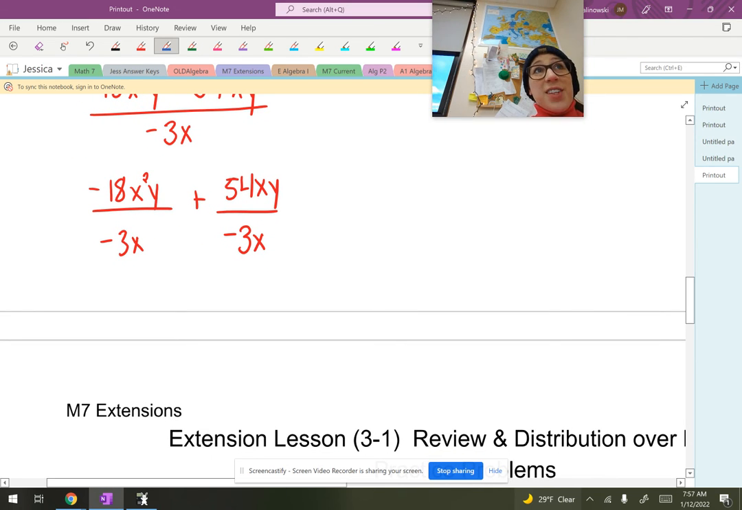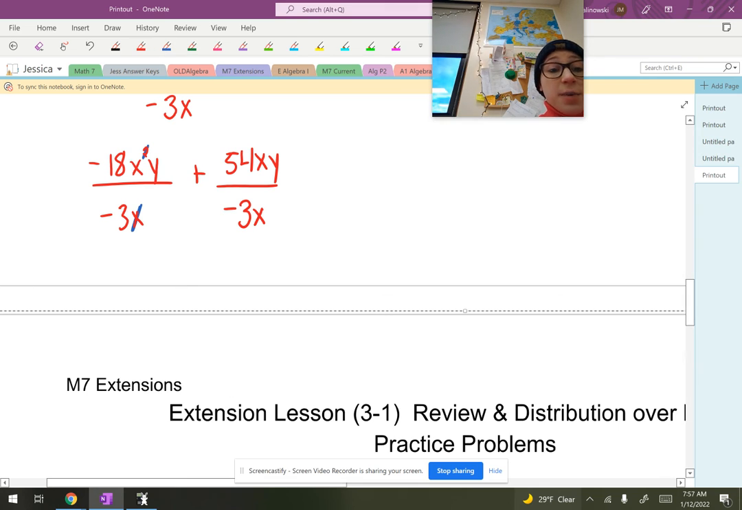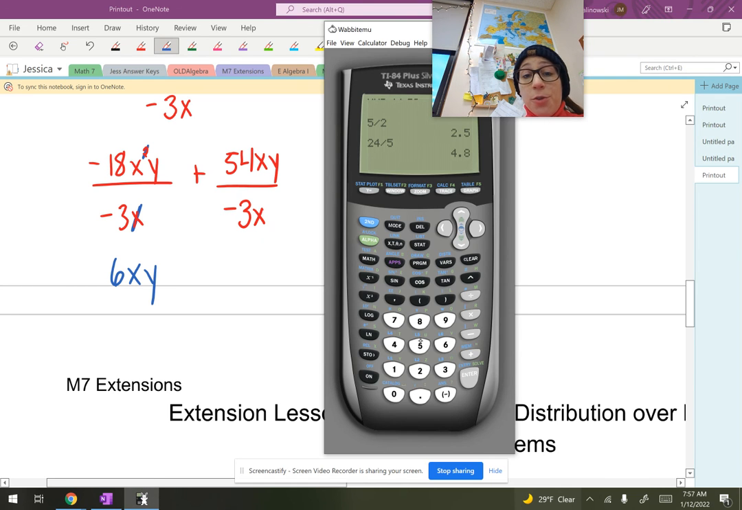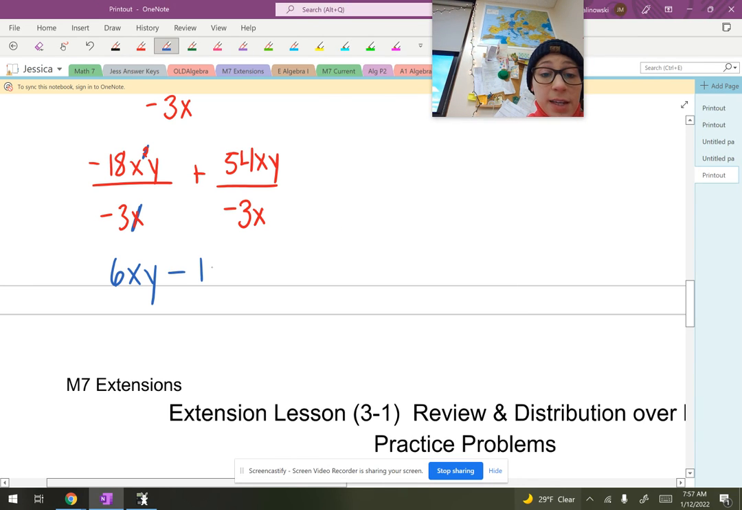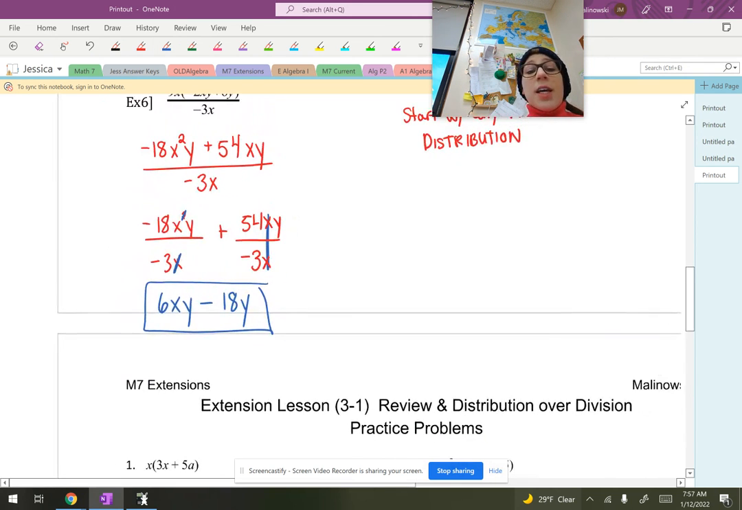An x squared on the top is going to cancel out very nicely with 1x on the bottom. Negative 18 divided by negative 3 is going to turn into a positive 6. And I still have that x and that y on the top there. Looking at my other fraction, 54 divided by negative 3, I don't know what that is off the top of my head, so we're going to calculate it. That's going to be a negative 18. x divided by x is going to cancel out, and I'm just going to carry that y down for a final answer of 6xy minus 18y.